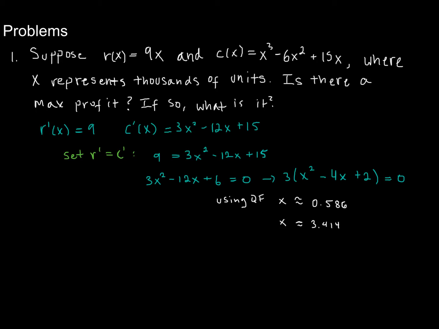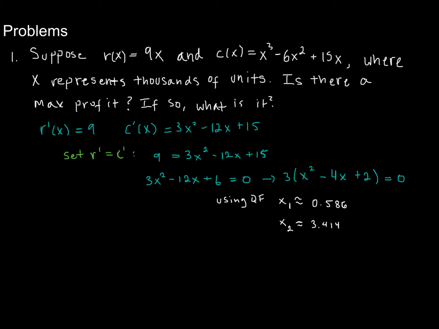I'm actually going to call them x sub 1 and x sub 2 to help me delineate between the two of them, because they're two different x values, of course. And these represent the production levels at which r prime will equal c prime. Notice here that the x values are in thousands of units, so this would be a little more than half a thousand, about 586 exactly. And this would be 3,414 units. So now notice I have two values, and not each one has to be a maximum profit.